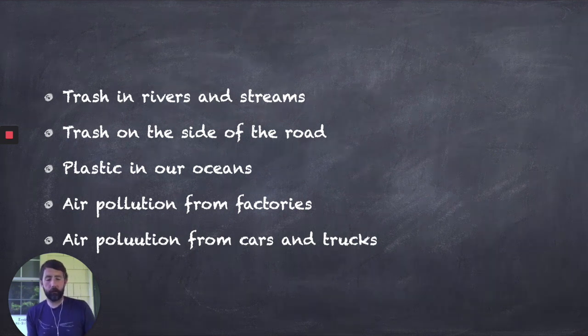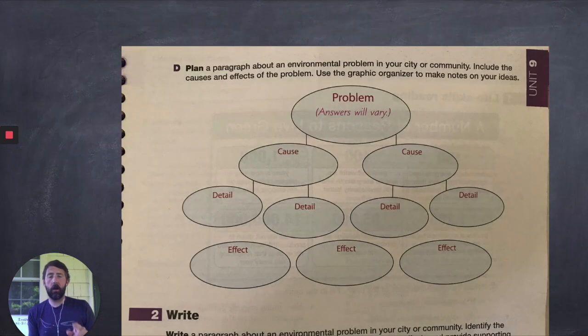And so, first, I want you to identify, choose a problem, think of 2 causes, give me some more detail about those causes, and then write the effects of those causes. And when you have done that problem, when you have done this little flow chart that I'm showing you, I want you to then write a paragraph using your flow chart, this chart that you filled out, this plan you filled out, and write a good paragraph.